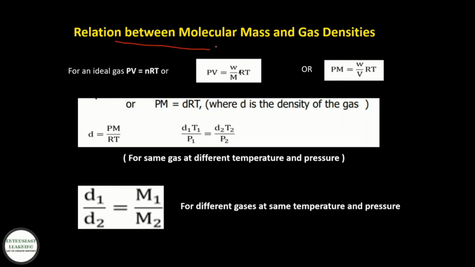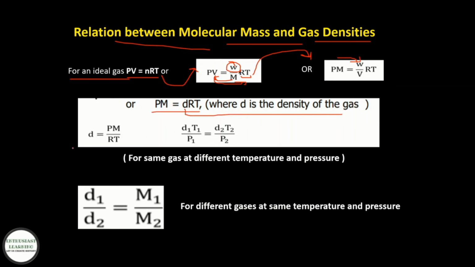Now, the relation between molecular mass and gas densities. For an ideal gas, we know that PV = nRT, or we can write that PV = (W/M)RT, where W is the given mass. Or we can also write that MP = (W/V)RT. We have just shifted V here and M there. Or PM = dRT, where d is the density of the gas.